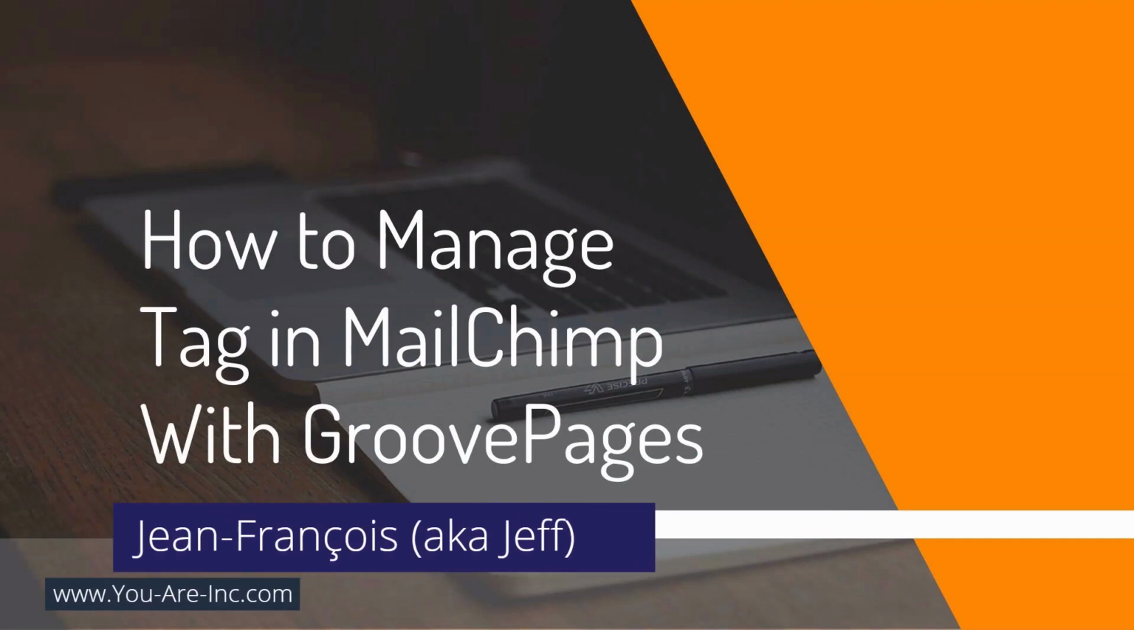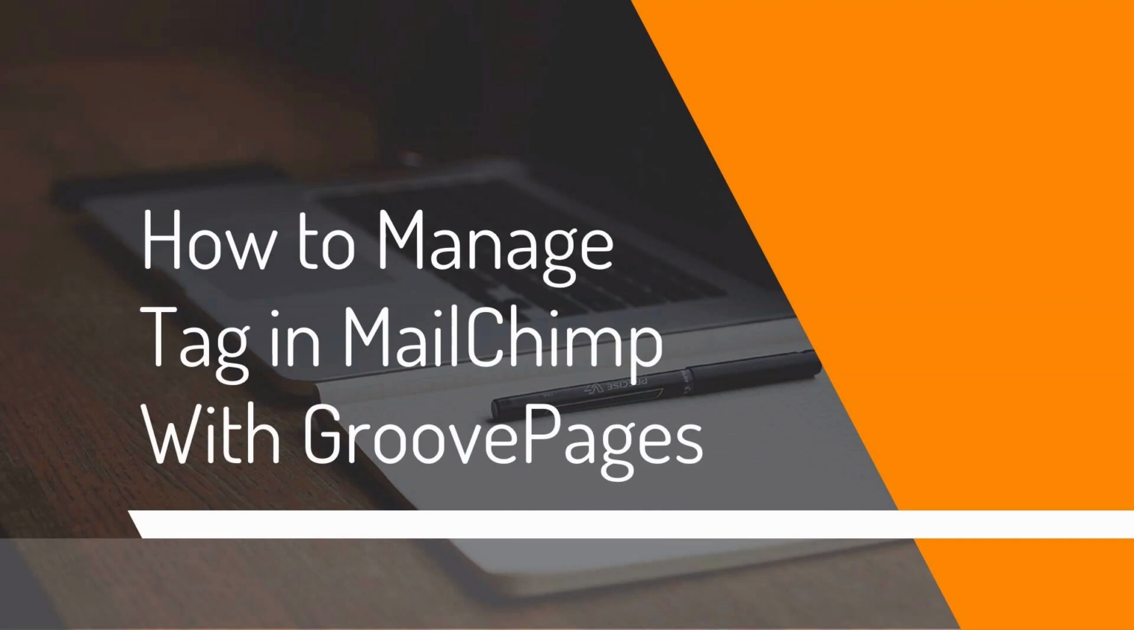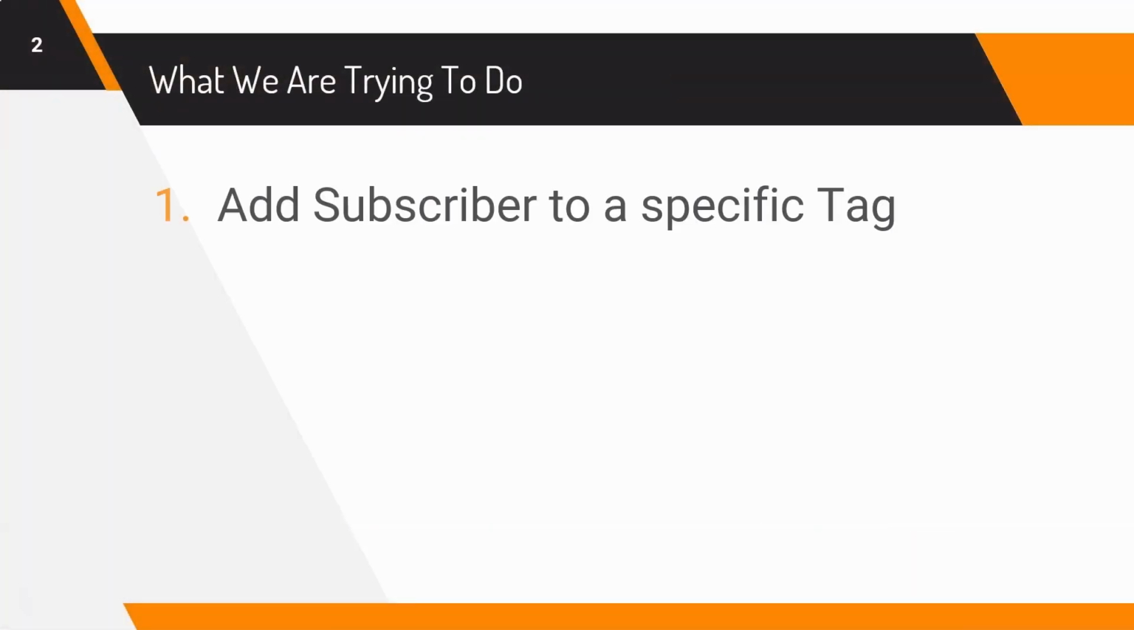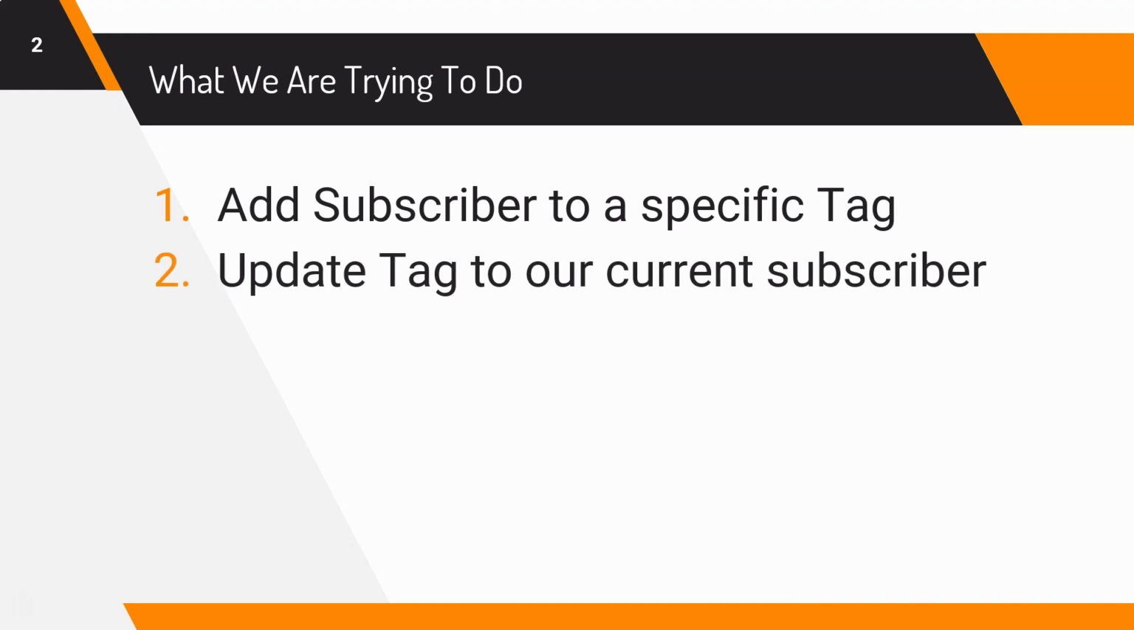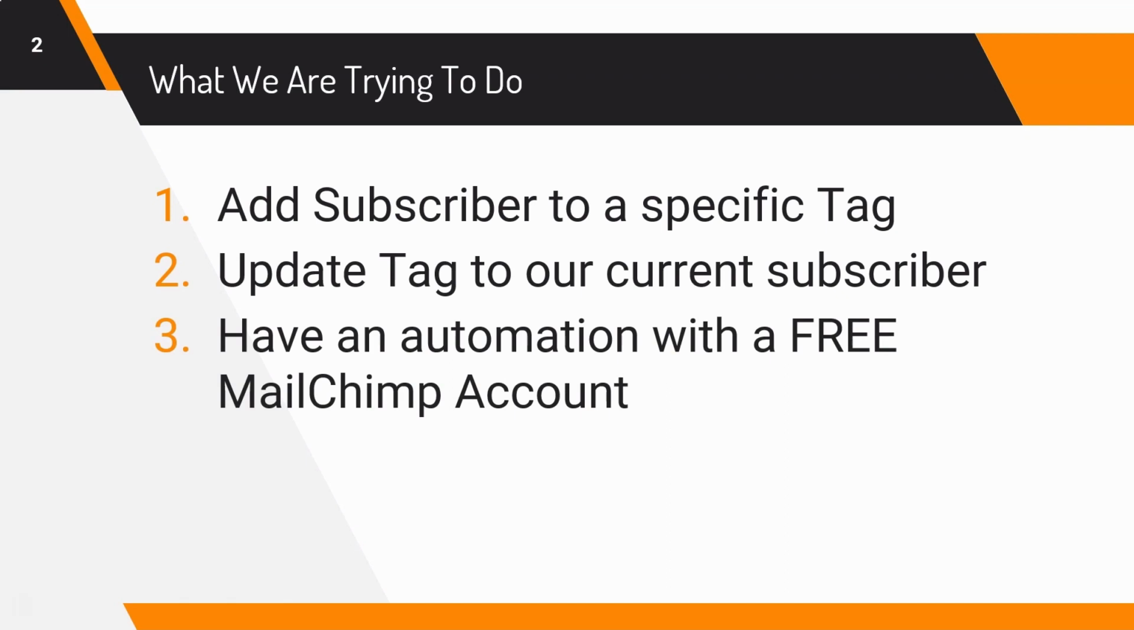Hi there, so today I want to show you how to manage tags in MailChimp and try to do automation with a free account. So what we are trying to do is add a subscriber to a specific tag in our audience. We also want to update a tag on our current subscriber, and we want to have an automation with a free MailChimp account.